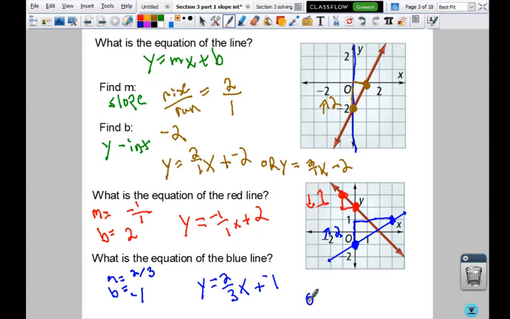I guess I can do the or part. Or if you already did this, it's y equals 2 over 3x minus 1 like that. Either one of those is fine. You only need one of these answers. So if you wrote this first one, you don't have to write the second one.